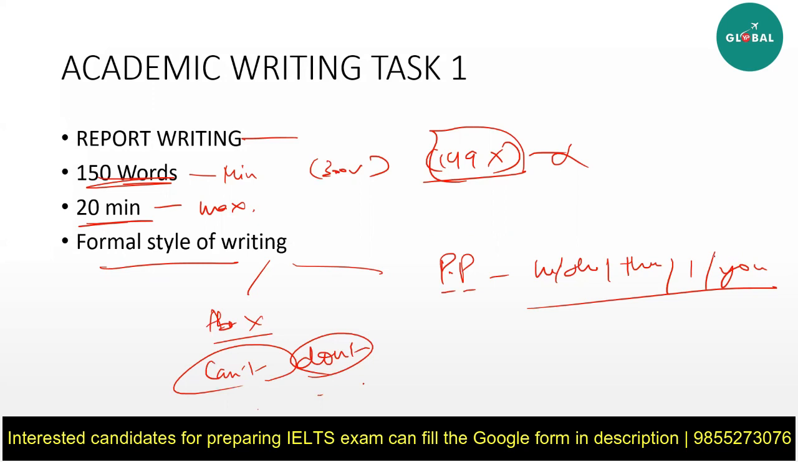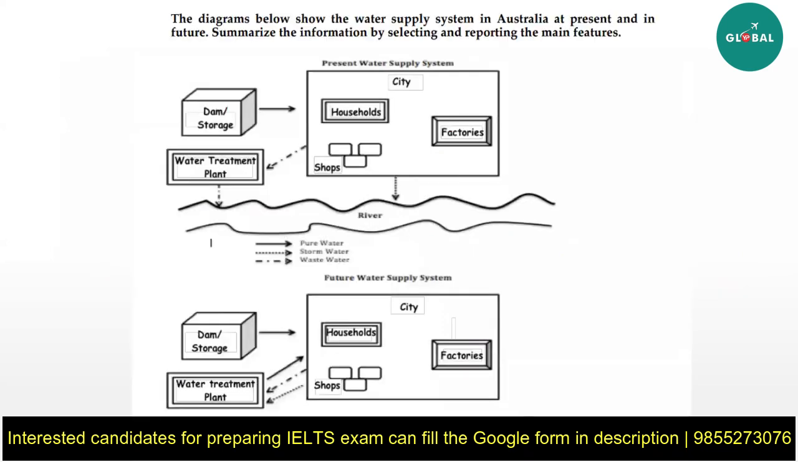Now let's move on and discuss a specific question just so you can know the structure and everything about how you will attempt a process chart. This is a sample question that appears in IELTS for your process chart questions. First of all, let us focus and understand what the question says. The diagram below shows the water supply system in Australia at present and in future. Summarize information by selecting and reporting the main features.